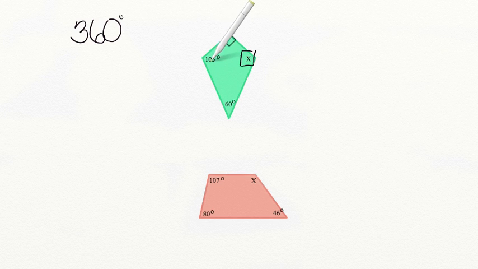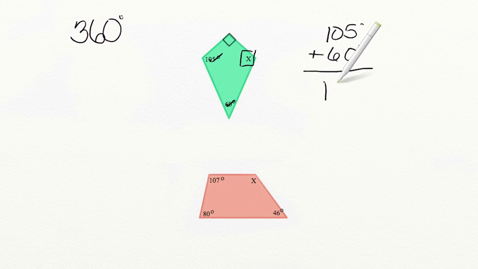So let's go ahead and start by adding 105 degrees plus 60 degrees. When I add 105 degrees plus 60 degrees, that gives me a total of 165 degrees.